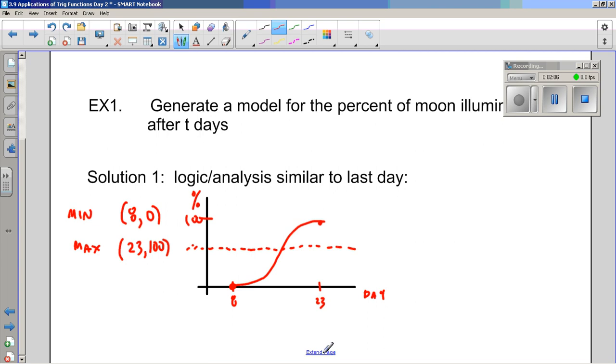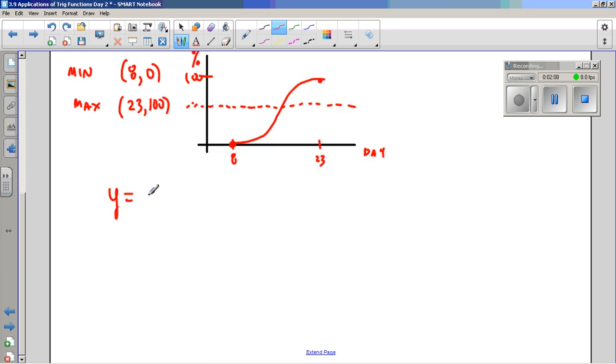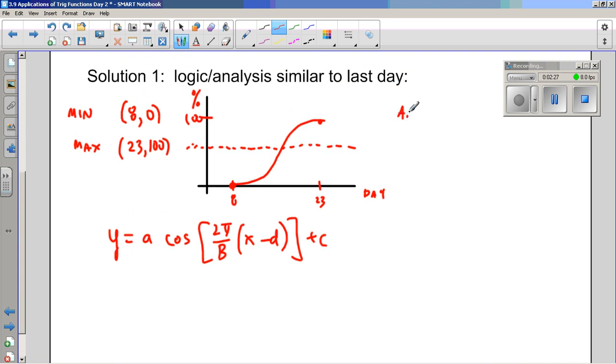The goal is to write y equals a cos b. Now notice there are no pi's on the x-axis, so we're going to use this fancy one with the big B down here, x minus d plus c, and then we just have to pick off all these values. The amplitude, the period, the phase shift, which is d, and the vertical displacement, or average. Okay, so let's start filling them out.